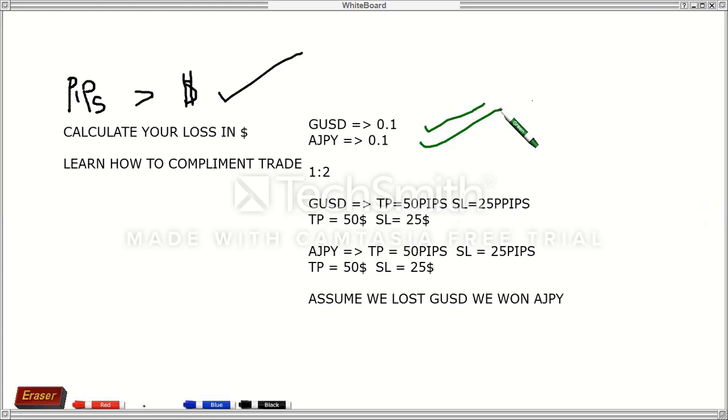So first, pips is greater than dollar. You understand what I mean by that? Target pips, not dollar. Then when you can afford the loss, you should go ahead with the trade. Then you learn how to complement the trade. That means if you're taking two trades, make sure the two trades have the same lot size. So in case you're losing one and gaining one, you are still on track. That way you can be able to recover your loss.